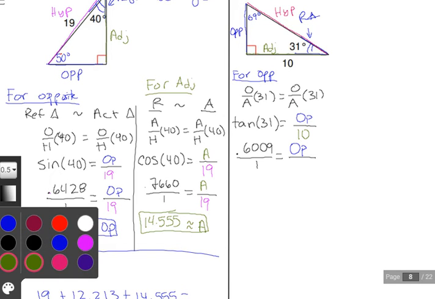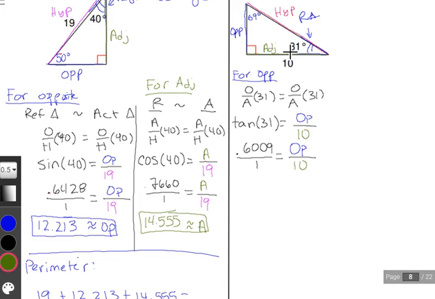Okay, so cross multiplying, getting OP by itself, I have the OP value, the opposite side value, to be approximately 6.009. Okay, which makes sense. It's across from the 31-degree angle. It should be smaller than the 10, which is across from the larger angle. Now we have to solve for the hypotenuse.